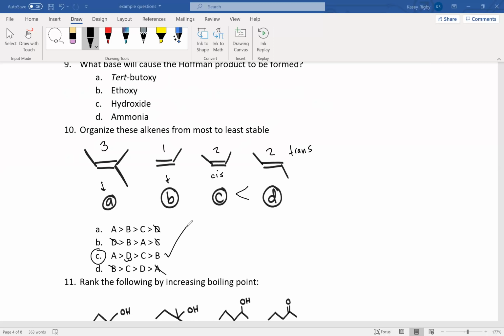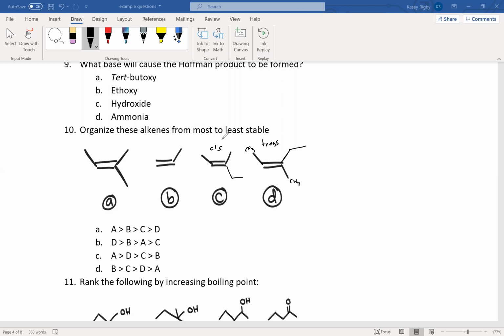So let's say that instead of being cis or trans, we had an ethyl group right here. This would still be considered trans because we have a methyl group trans to another methyl group, but this would be considered less stable than something that would have the ethyl group or the methyl group cis. And this is because we're keeping the big groups away from each other. And again, I'm going to talk about this a little bit more when we get into chapter 10. Okay, does that make sense?